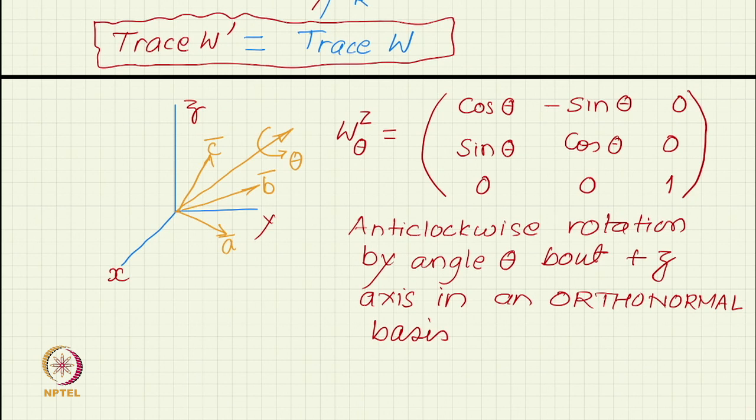You can always set up a green coordinate system in which your z axis is parallel to the rotation axis and x and y are orthonormal. What will be the form of the matrix in the green coordinate system? We have written this. In the green coordinate system, it has to be cos theta, sin theta, 0 and this form.